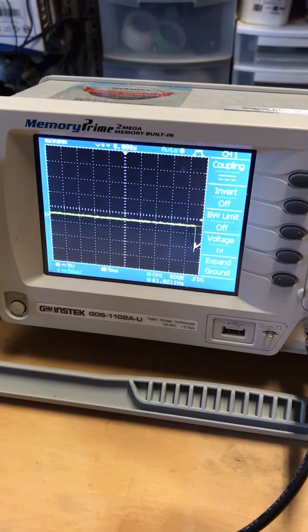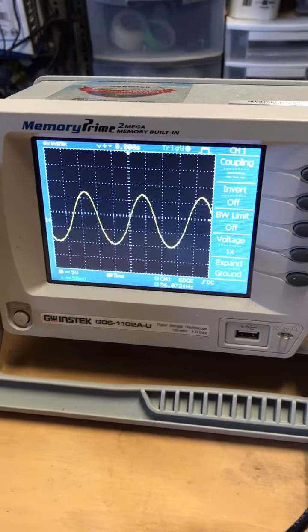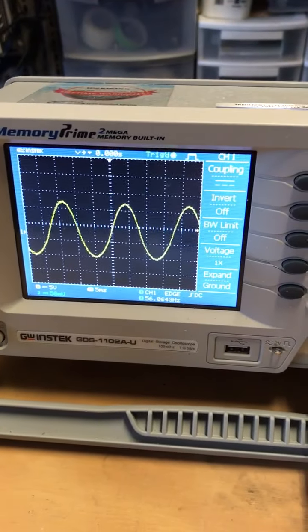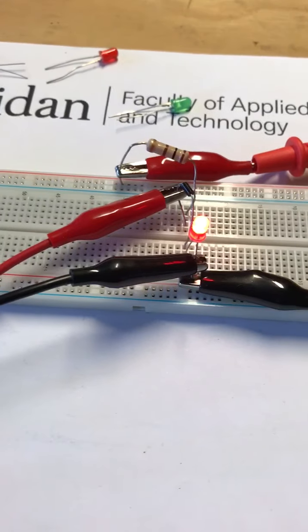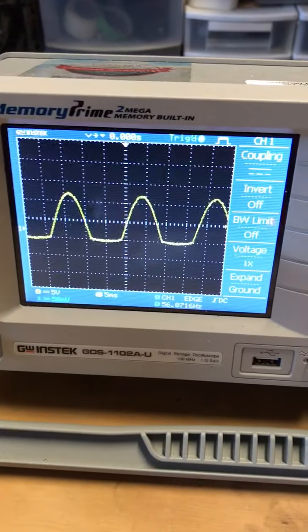And again, there's your AC wave. Still working. AC wave. Put this back here. And we have a rectified wave.